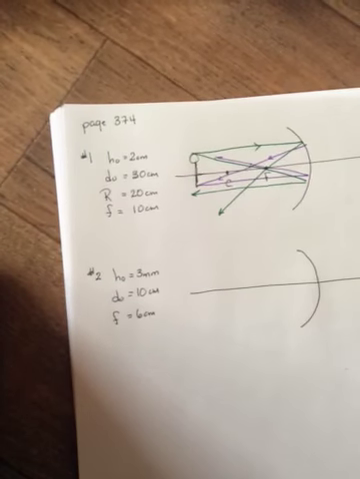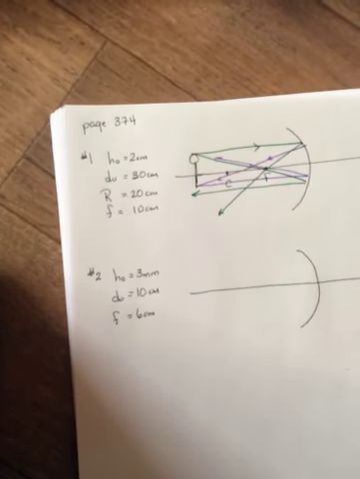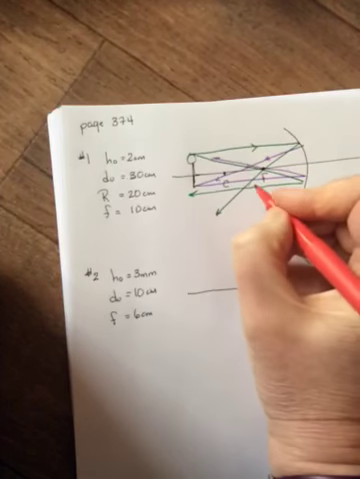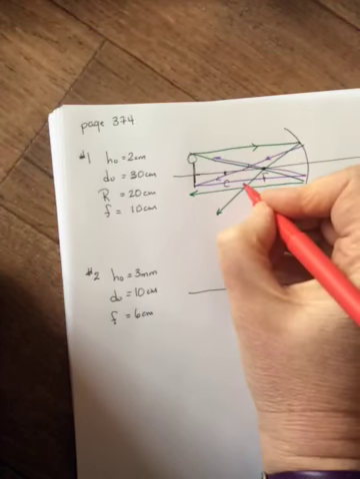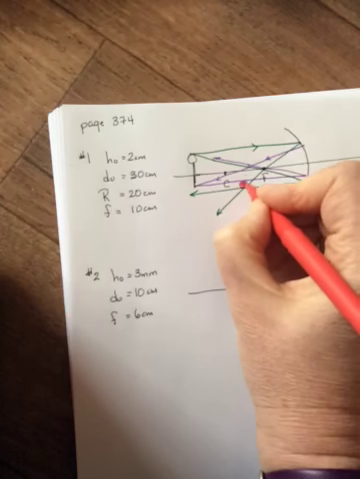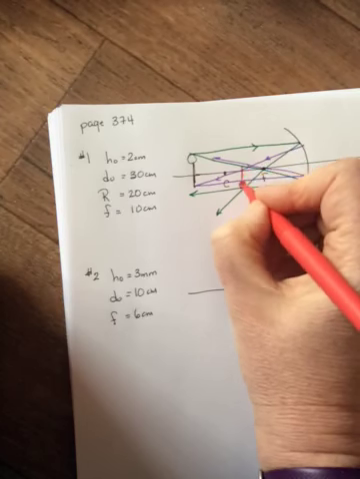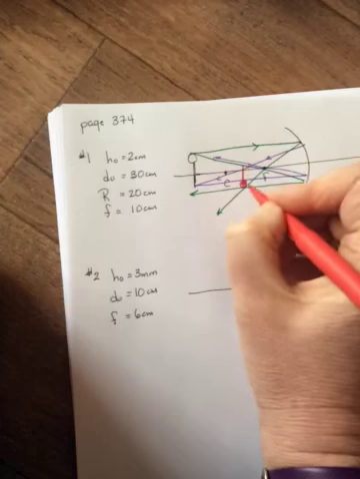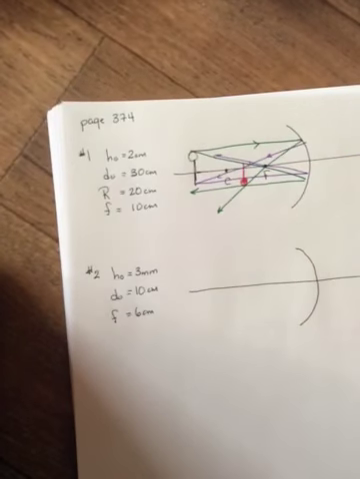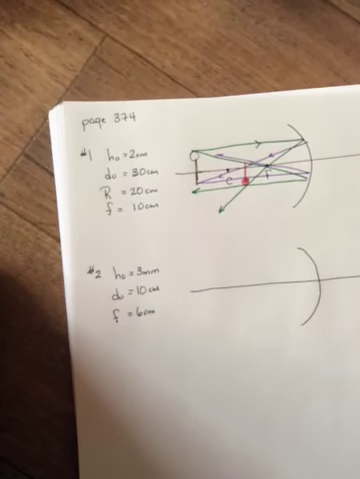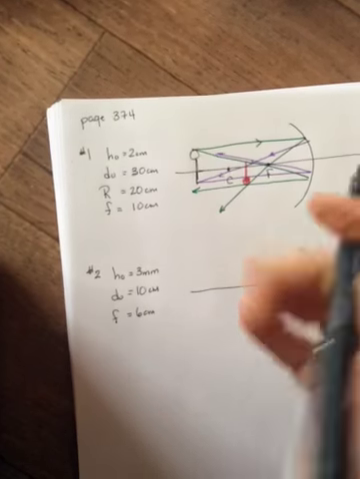Okay, and so then our image, I got new pins, but they're really not that much darker. Our head should be where the green are crossing. The feet should be where the purple are crossing. And our image is going to look like that. It should be smaller, and it's between C and F, which is where it should be.